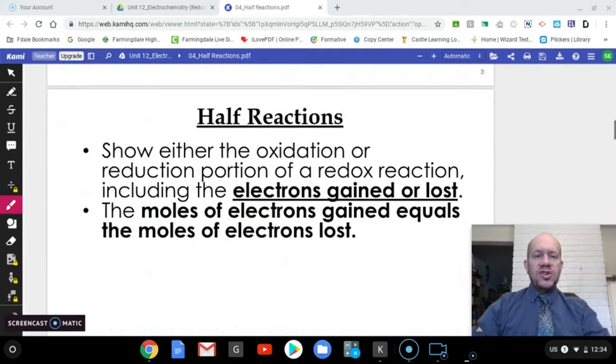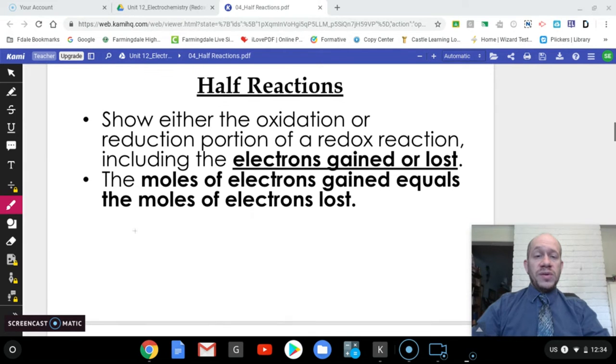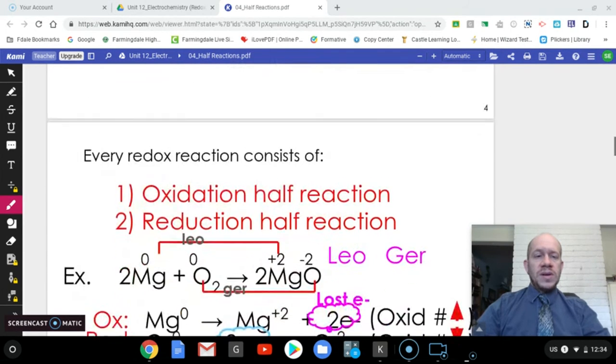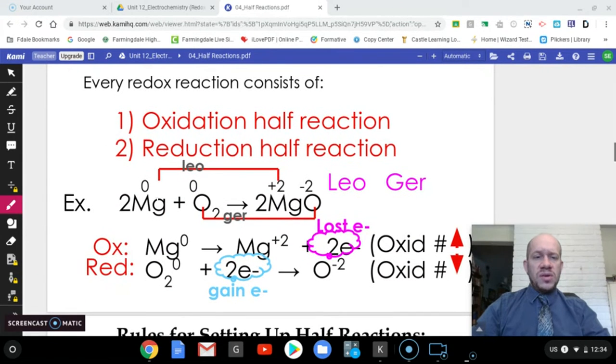So half reactions show either the oxidation or reduction portion of a redox reaction, including the electrons gained or lost. The moles of electrons gained equals the moles of electrons lost. So every redox reaction consists of one oxidation half reaction and one reduction half reaction. For example, here is my full formula: 2 magnesium plus oxygen is going to produce 2 magnesium oxide.